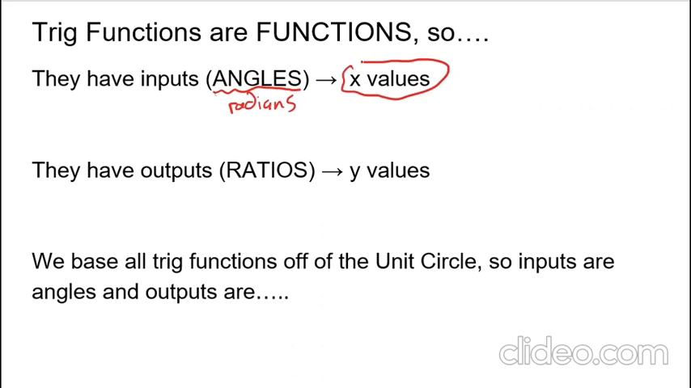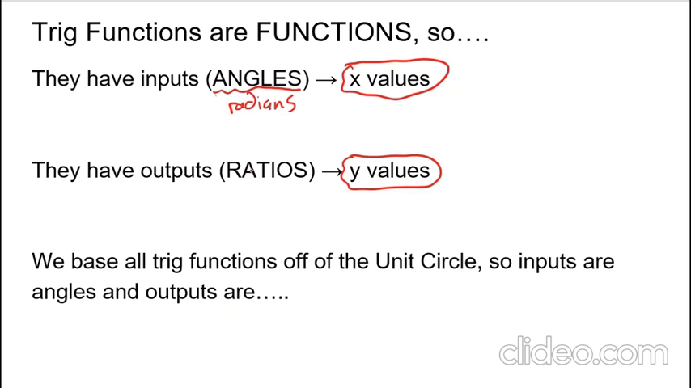So x values is just the letter that we typically call inputs. It's just what's stuck over centuries. So the x values, the inputs for trig functions, are angles measured in radians. The outputs are ratios, right? They're y values. Now the y values, again, that's what we typically call outputs of any function. But the output of a trig function, again, is a ratio. And we should understand all of those different ratios based on everything we've learned. But we do base all trig functions off the unit circle.